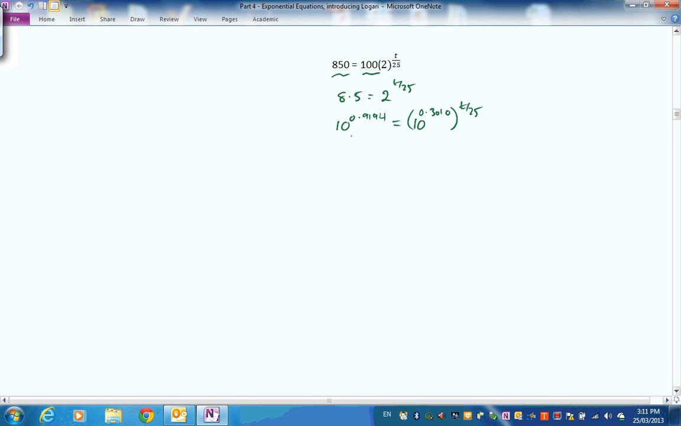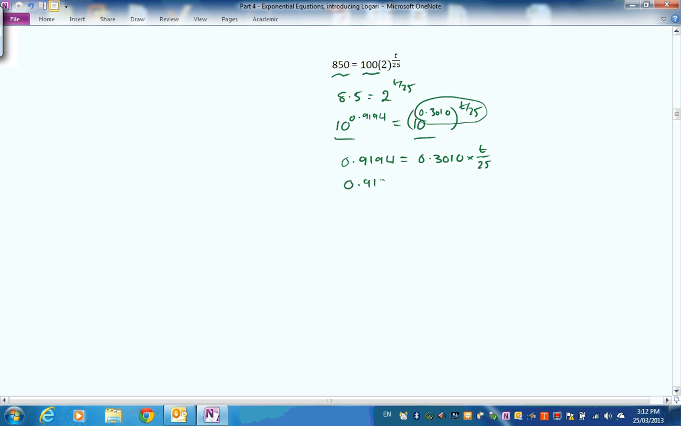So now the bases are the same. We use logs to get the powers here. So now the powers must be the same. And over here we have to multiply those two together. It's 0.3010 times t on 25. Okay, so now can you see we can do it?